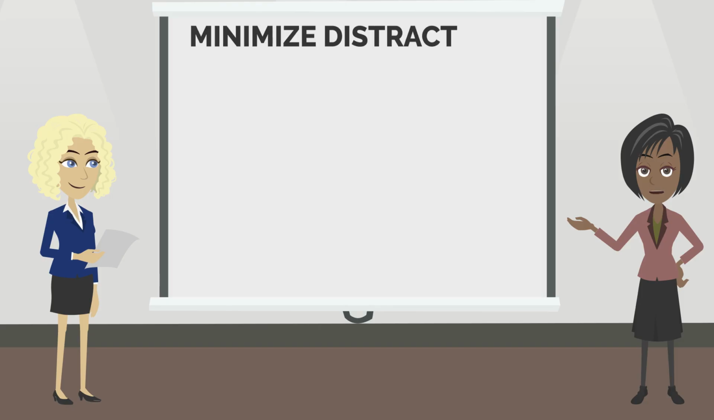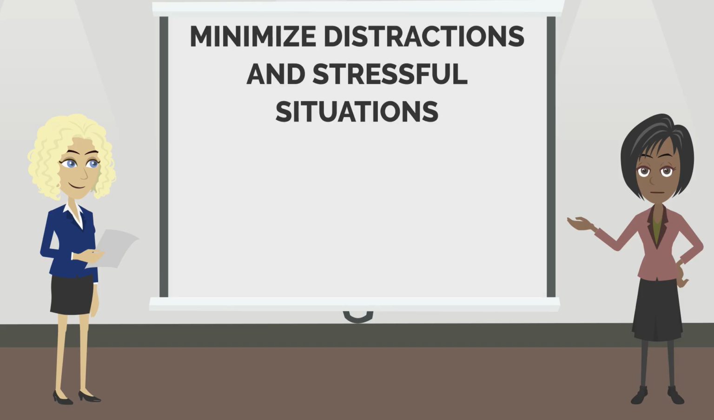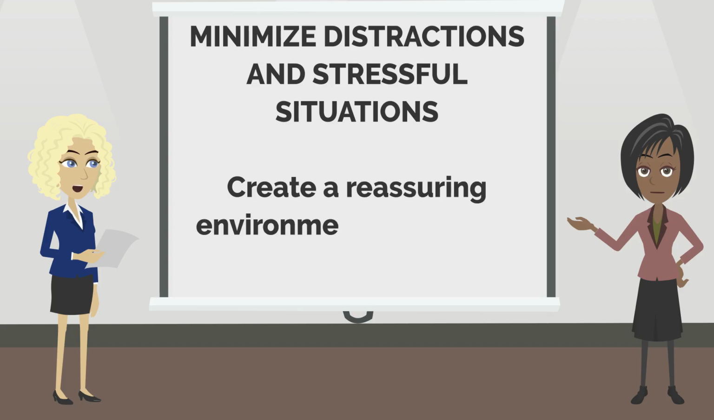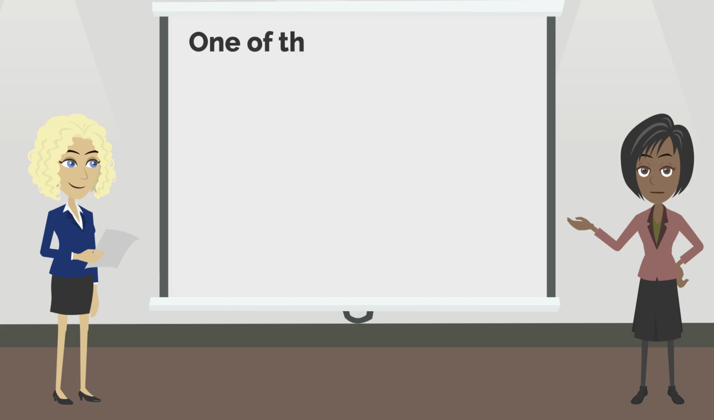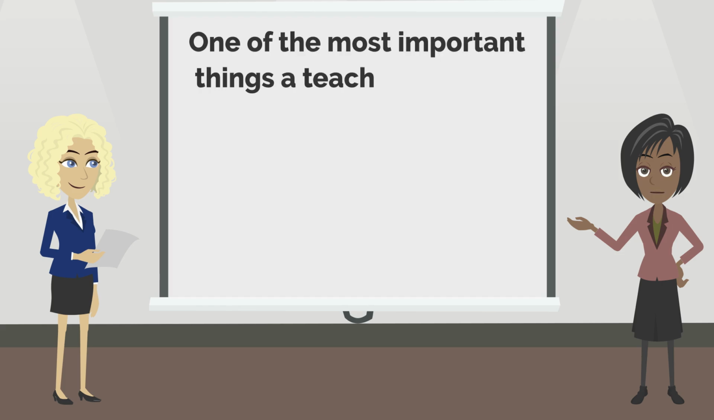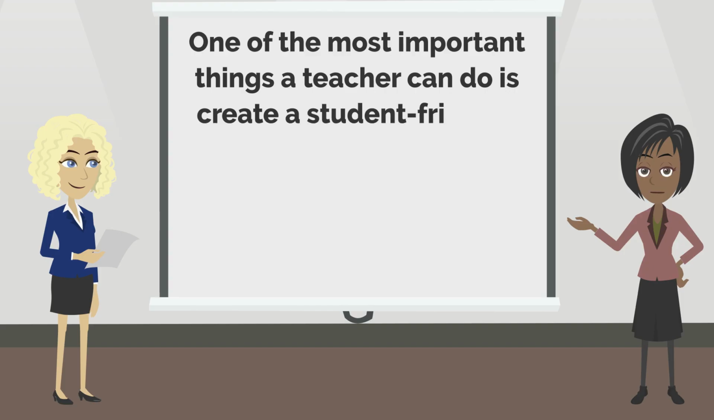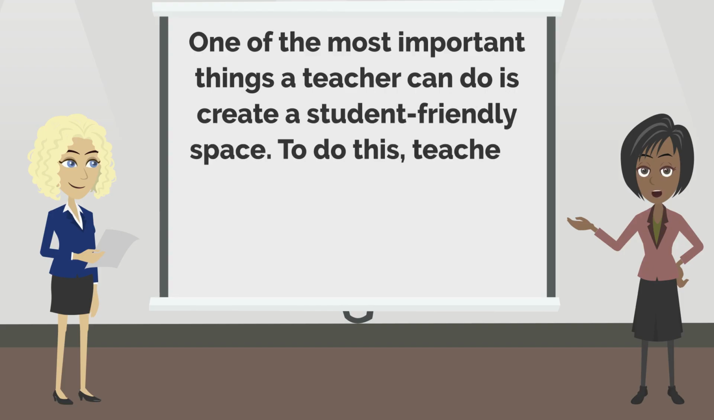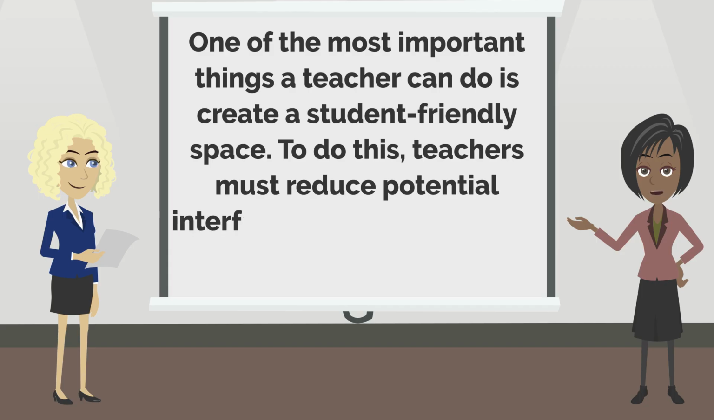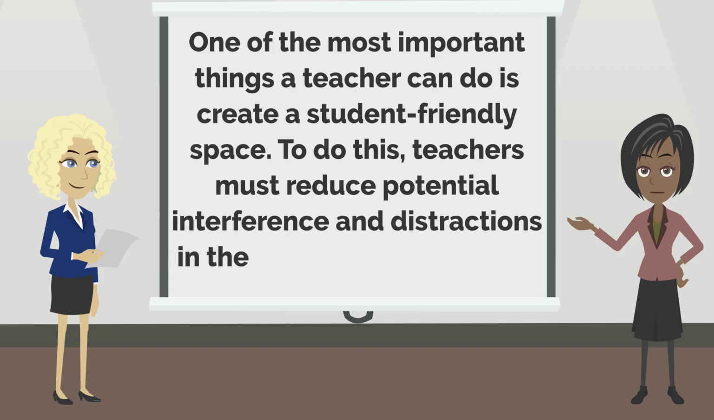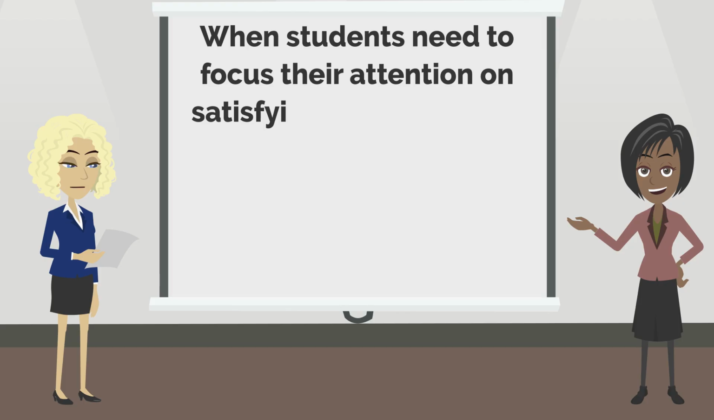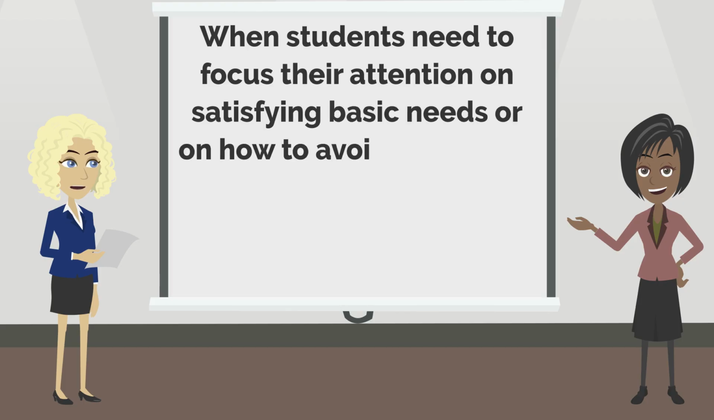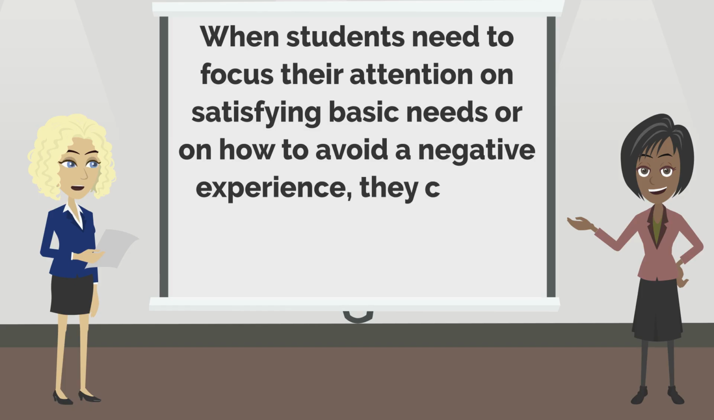Minimize distractions and stressful situations. Create a reassuring environment in which to learn to take risks. One of the most important things a teacher can do is create a student-friendly space. To do this, teachers must reduce potential interference and distractions in the learning environment. When students need to focus their attention on satisfying basic needs or on how to avoid a negative experience, they cannot focus on the learning process.